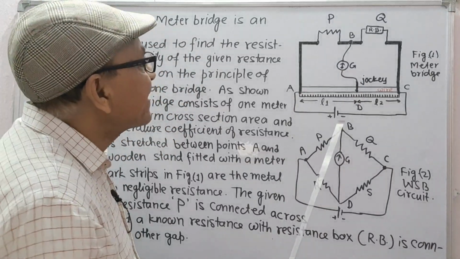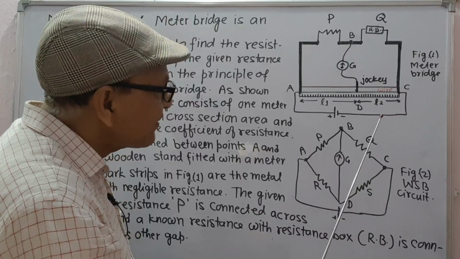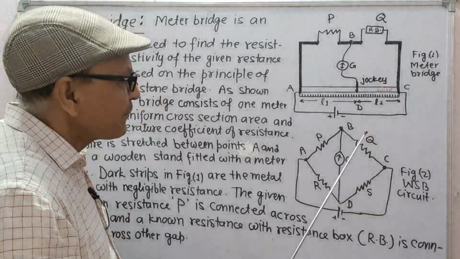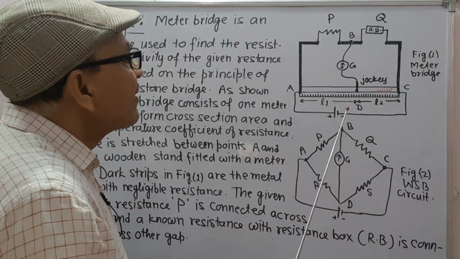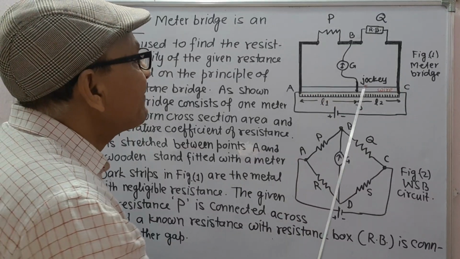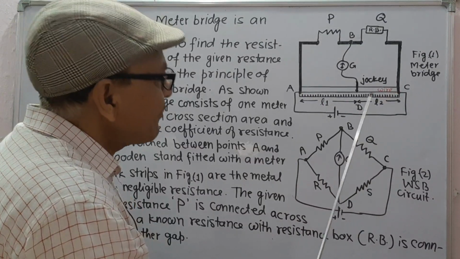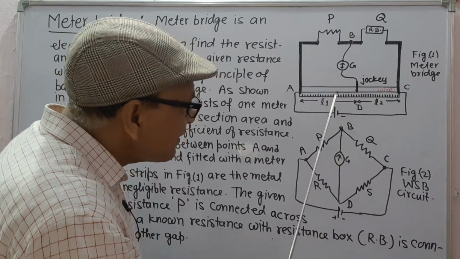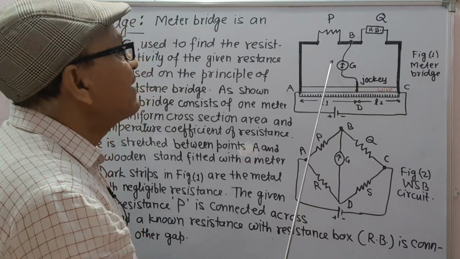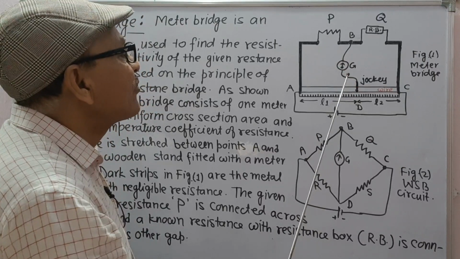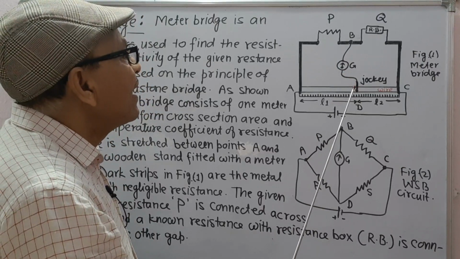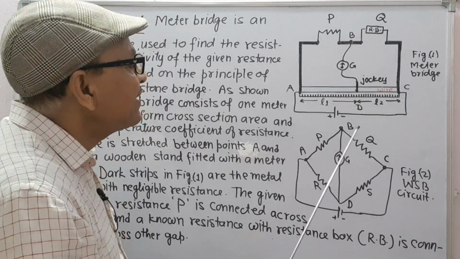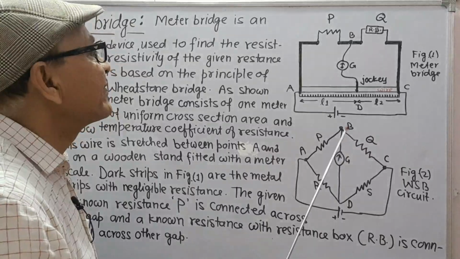A potential difference is applied between ends A and C of the wire. Wire is of length 1 meter. By sliding the jockey on this wire, we find the null deflection in the galvanometer. In that case, this meter bridge circuit becomes a balanced Wheatstone bridge.